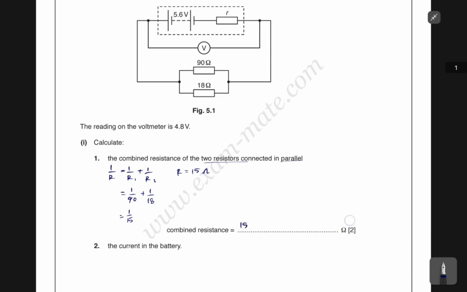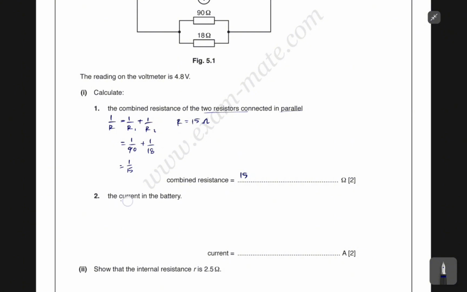We also have to calculate the current in the battery. We will use the formula V equal to I times R. So I is equal to V per R. V is 4.8 and R is 15. So the current is going to be 0.32.